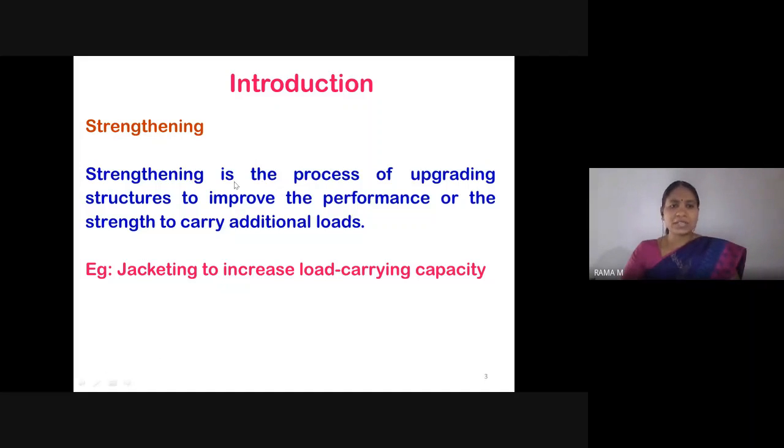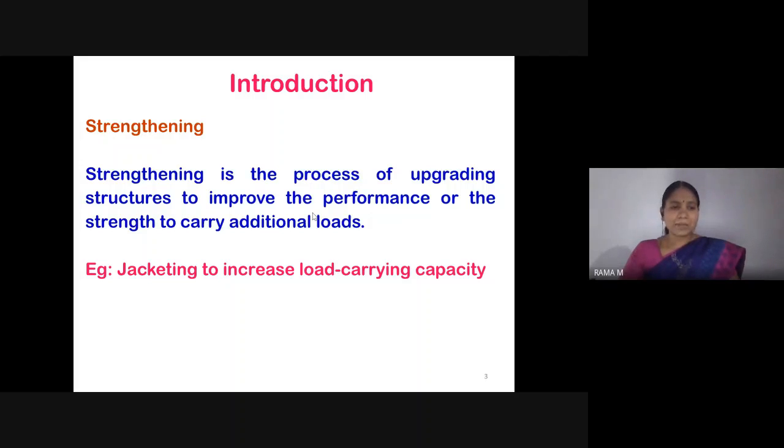Strengthening is the process of upgrading structures to improve the performance or the strength to carry additional loads. That means some rehabilitation techniques may satisfy a performance level below or up to the requirement, or the original levels which were designed earlier. But strengthening techniques will upgrade the improvements, and the performance level is also increased.